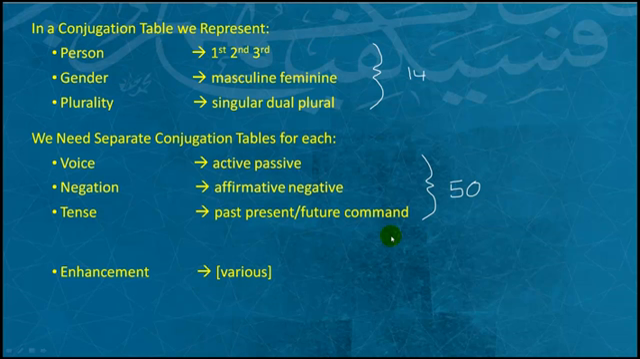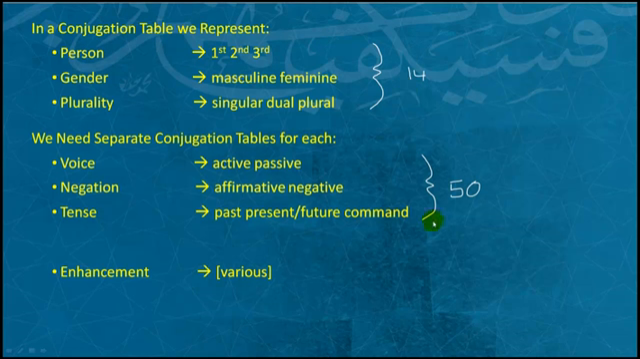And each conjugation table will have the exact same structure. Each will reflect person, gender, and plurality. They're all laid out in the same way, so it doesn't matter which conjugation table you're reading, it will always be third person masculine singular, then third person masculine dual, then third person masculine plural, and so on and so forth.